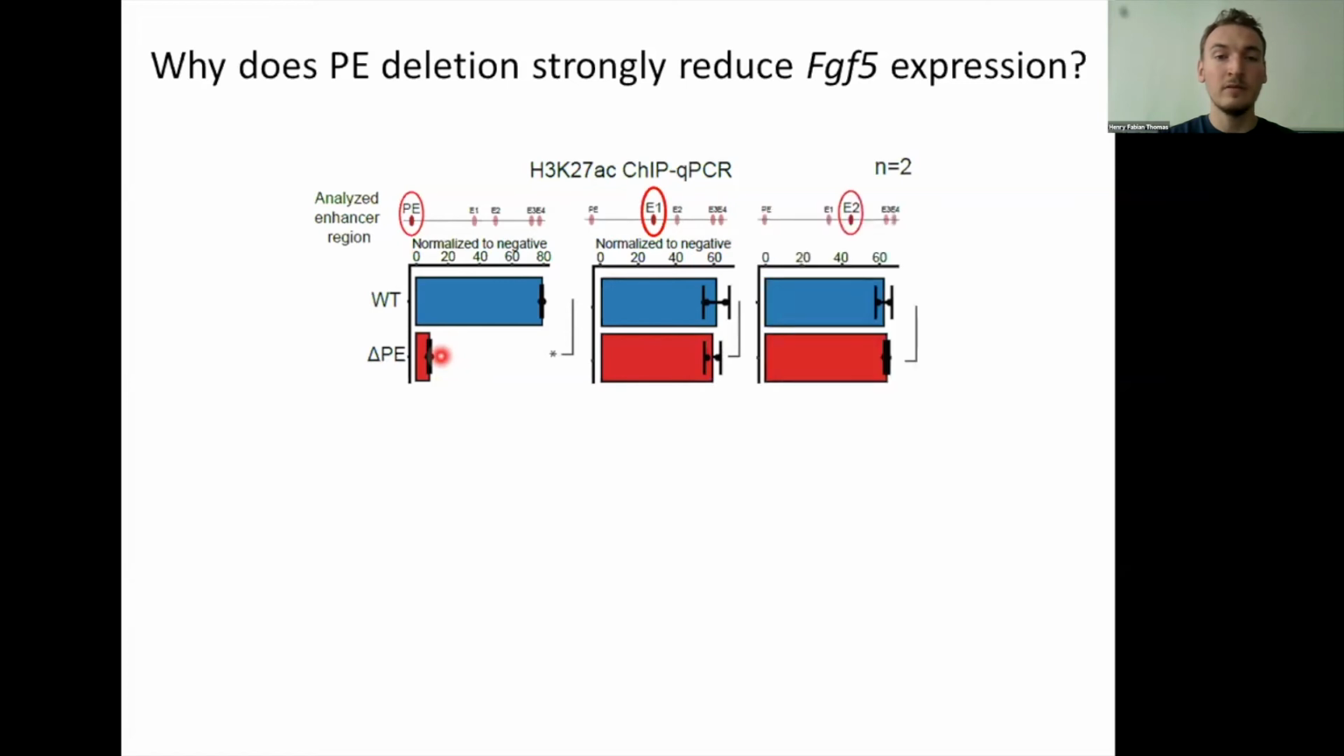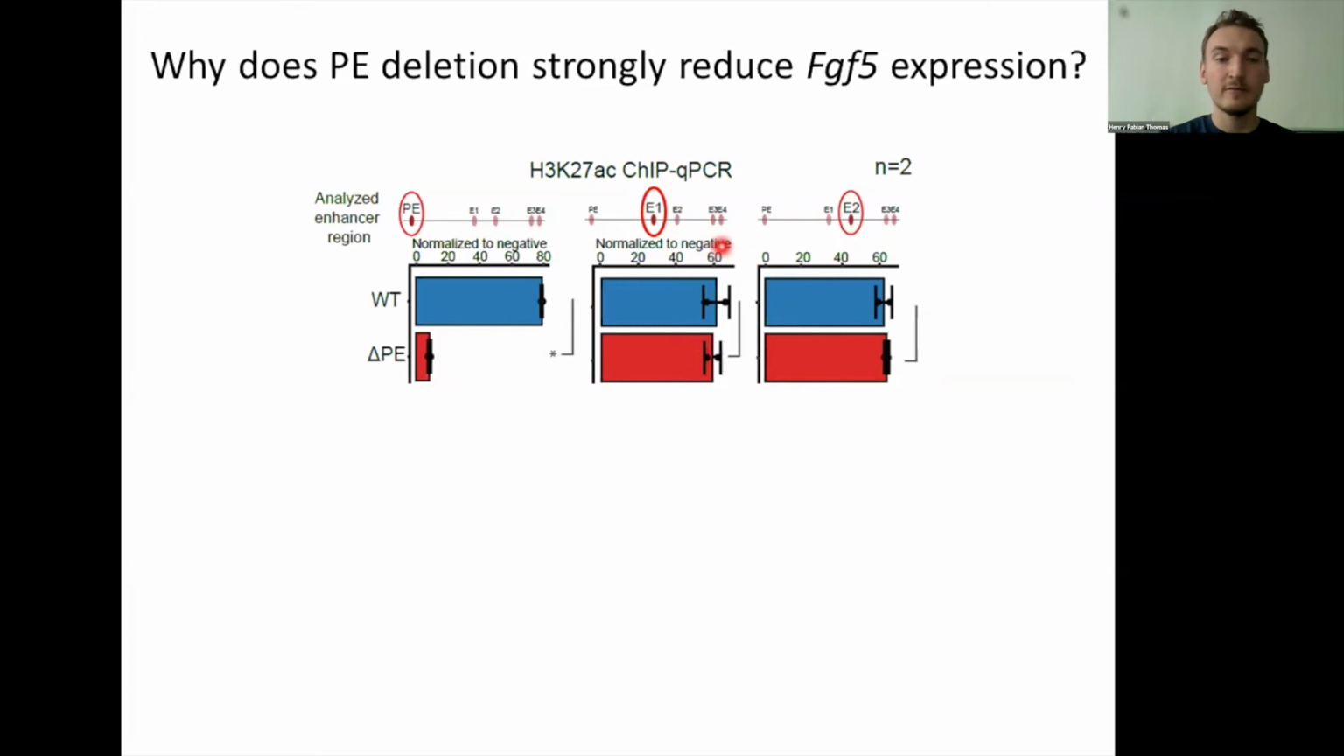However, both E1 and E2 show wild-type levels of K27 acetyl at the enhancers. So this tells us that these enhancers are properly activated even in the absence of PE, so PE does not seem to control the activation status of the other enhancers. So also these results cannot explain why PE deletion causes such a strong reduction.